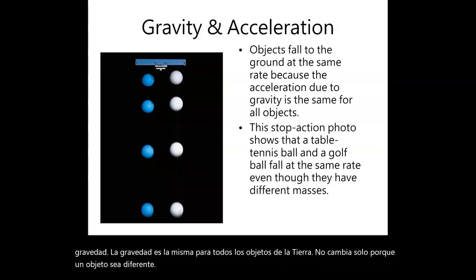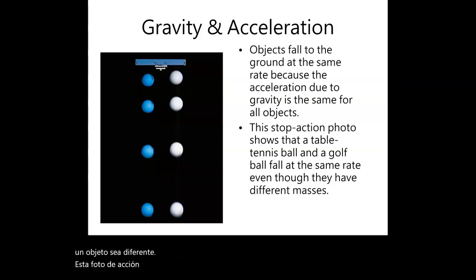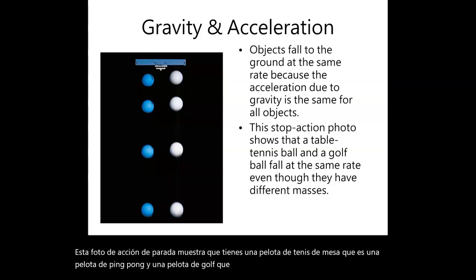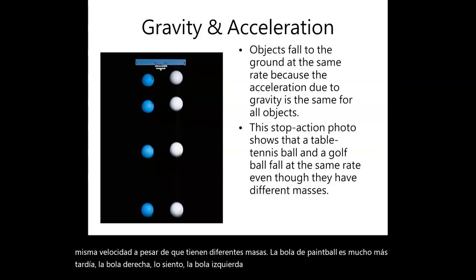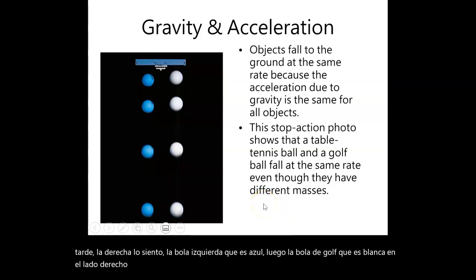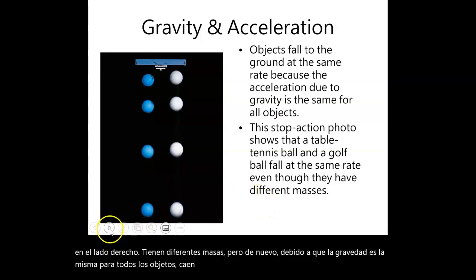This stop action photo shows that you have a table tennis ball, which is a ping pong ball, and a golf ball, which is the white ball in this picture, and they fall at the same rate even though they have different masses. The ping pong ball is much lighter, the left ball that is blue, than the golf ball that is white on the right side. They do have different masses, but again, because of gravity being the same for all objects, they fall at the exact same time.